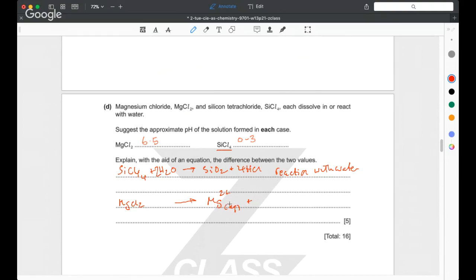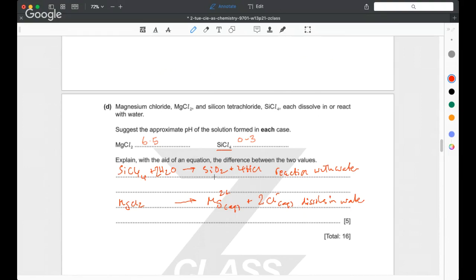You're looking at magnesium dissolving to form these hydrated ions. So what the examiner is looking for there is a reaction happening with silicon tetrachloride and a dissolution, a dissolving of magnesium chloride in the second step. And you have to distinguish between a reaction with water and a substance that dissolves in water.